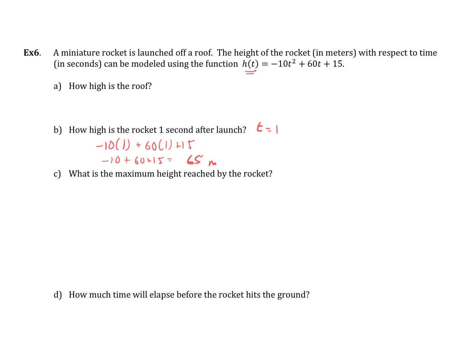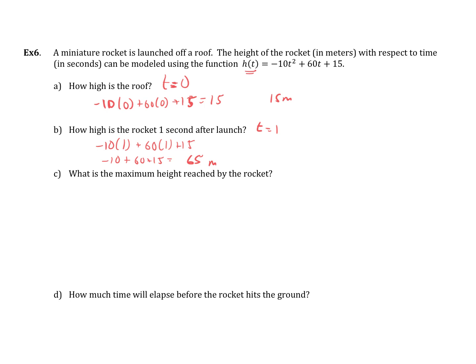Well, this thing is launched from a roof, so at the time of launch it should be at the height of the roof, and at the time of launch we're talking about T equals 0. I thought maybe it'd make more sense to do B first, so you can think about what's going on in terms of time. At time 0 we are at the beginning of this experiment, and it's launched from the roof. So this is negative 10 times 0, plus 60 times 0, plus 15. Everything cancels except for 15. So this is 15 meters.